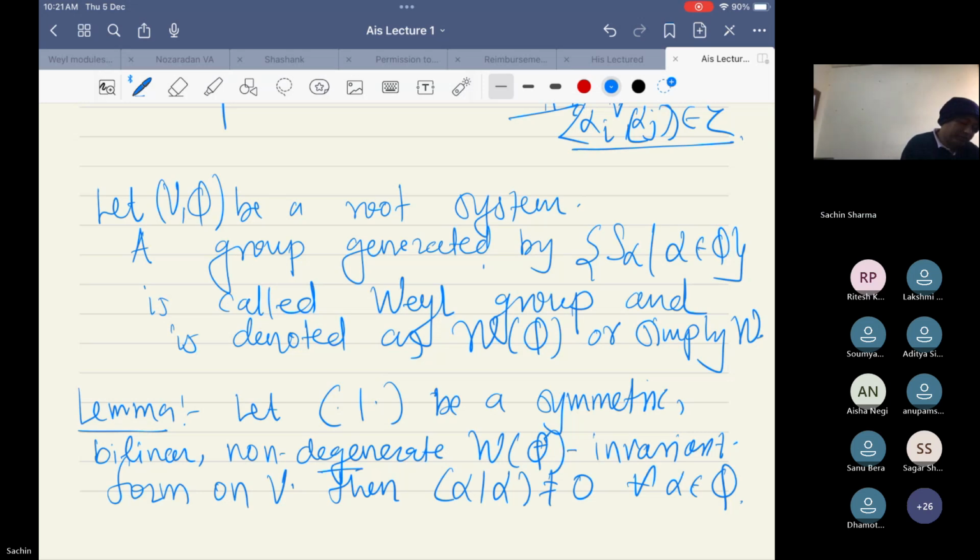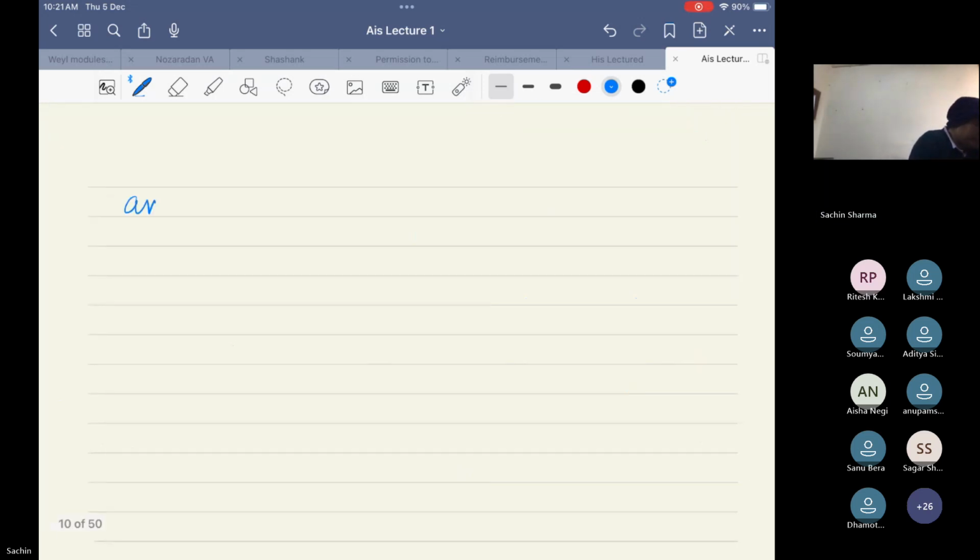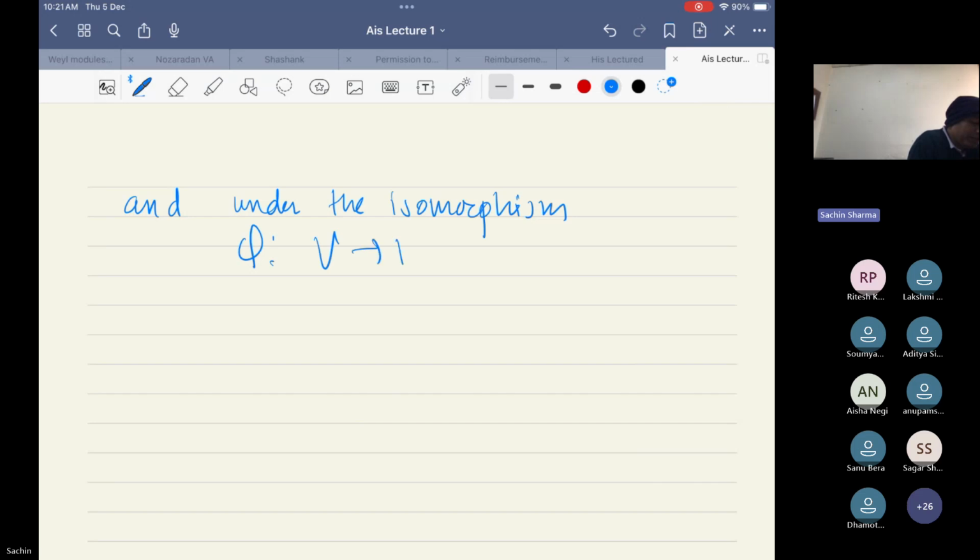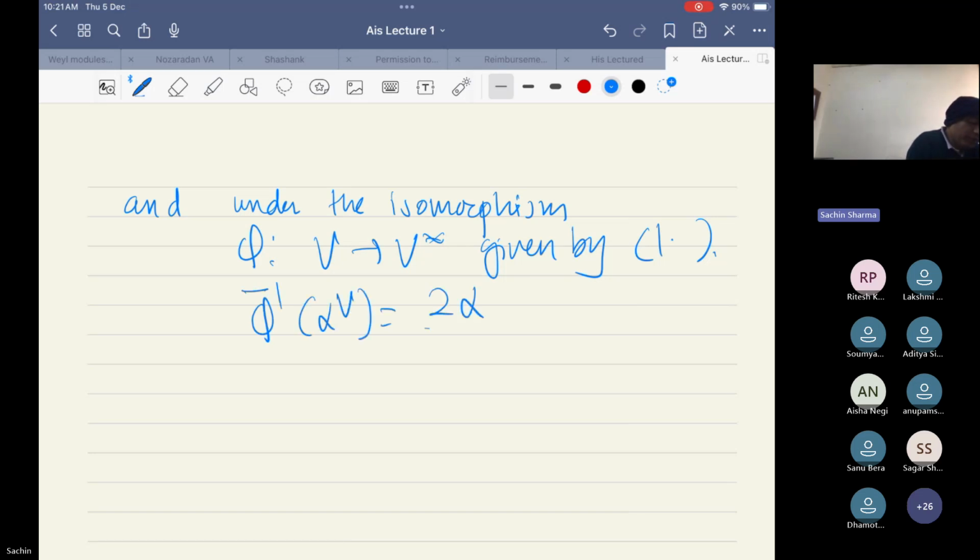and the isomorphism phi from V to V star is given by phi inverse of alpha check is nothing but 2 alpha by alpha alpha.